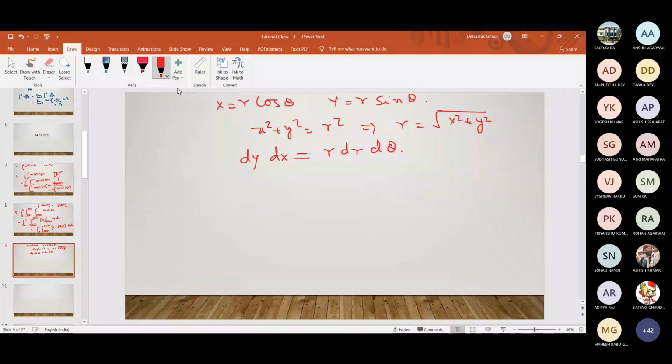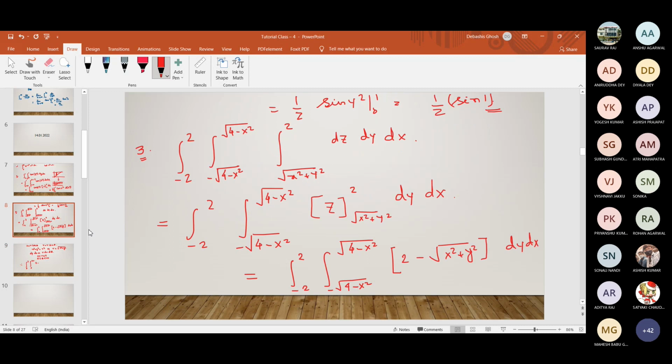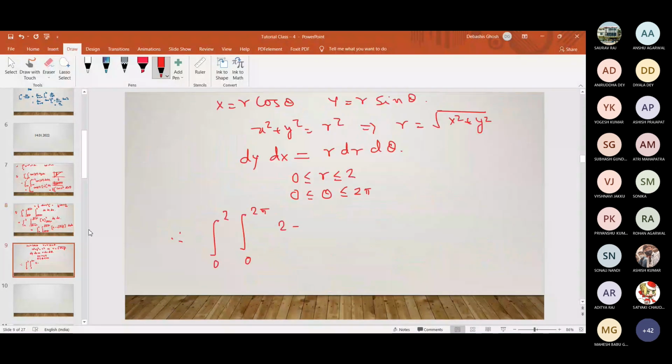D theta, since we are considering the whole circle, r will range from 0 to 2, and theta is ranging from 0 to 2 pi. So therefore the integration comes to the integral from 0 to 2, integral from 0 to 2 pi, of 2 minus under root x square plus y square, that is r, 2 minus r, and then r dr d theta.